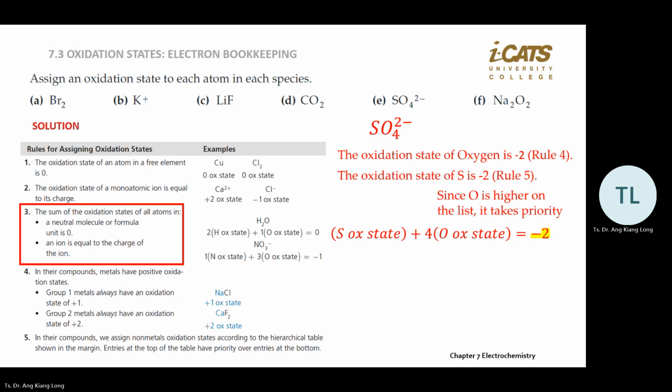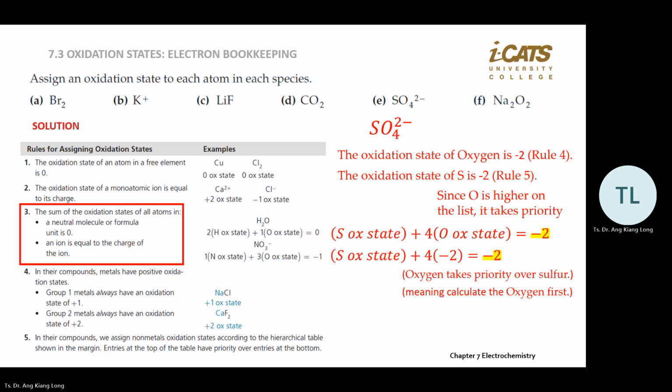Okay. So you substitute the number. It's normal mathematics. You know that the oxidation state of oxygen is -2 based on the table in the margin, the small table. Oxygen is -2. Then you balance the oxidation equation. 4 times -2 is -8. You move it from left to right, negative becomes positive. So the S oxidation state is +6 and is not +2 or -2.